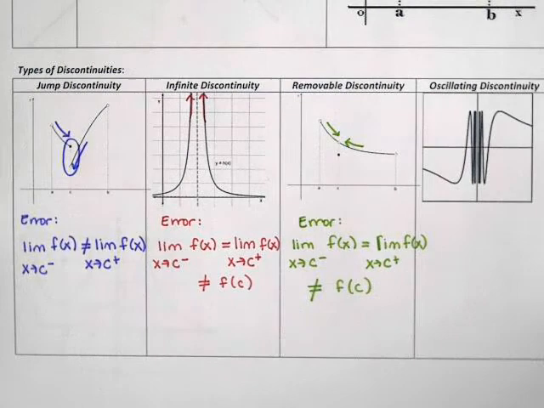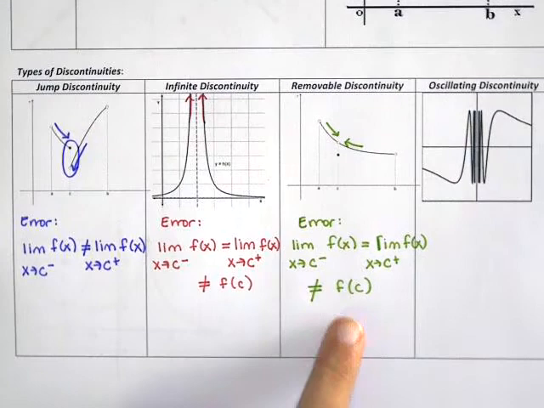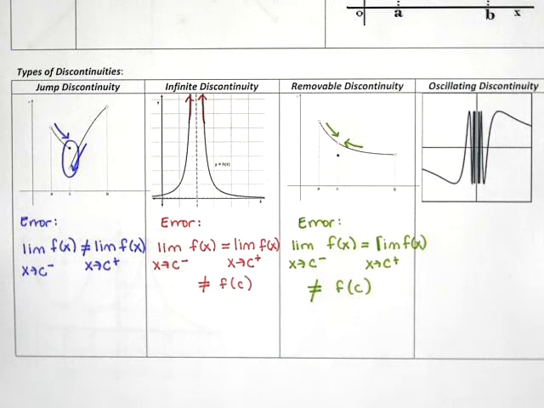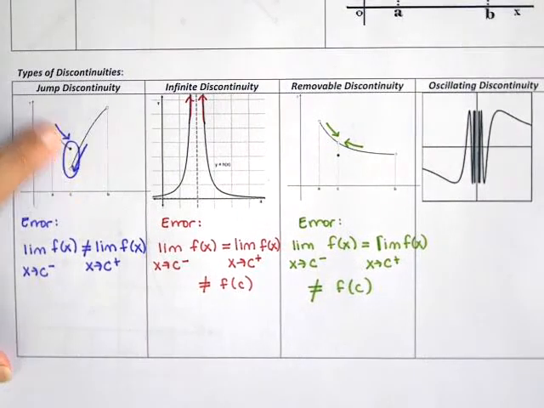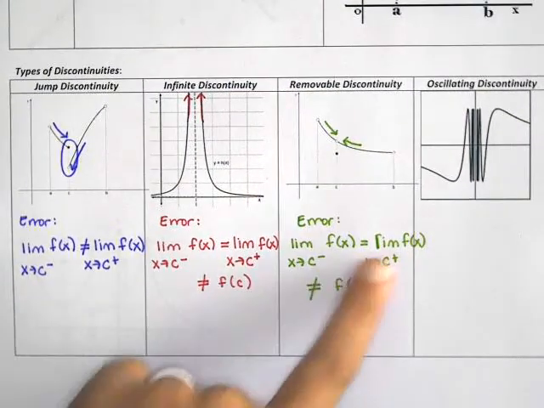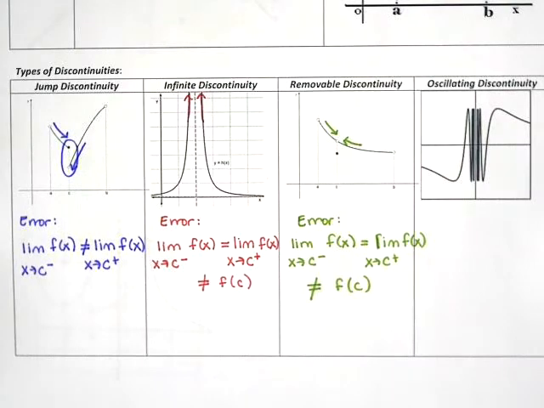Some students have trouble telling the difference between a jump and a removable discontinuity. They have different kinds of errors. Here, the limits do not agree. Here, the limits agree, they just don't match the function value.